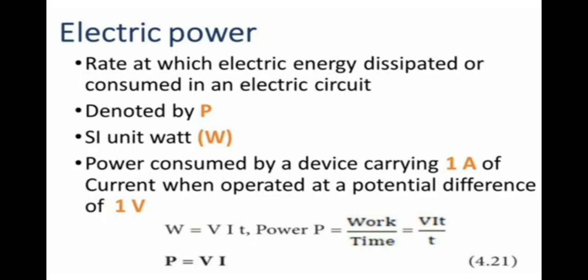W is equal to VI into T. W is the work done, V is the potential difference, I is current, T is time interval. So power P is equal to work done by time. What is work done? VIT divided by T. So T gets cancelled. So the final value you will get is P is equal to VI. P is equal to VI. That is the formula for electric power. Thus, the electric power is the product of the electric current and potential difference due to which the current passes in a circuit.